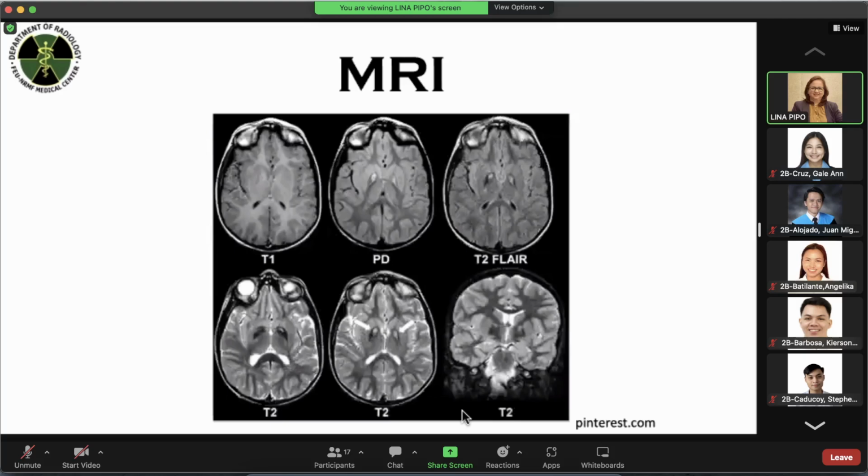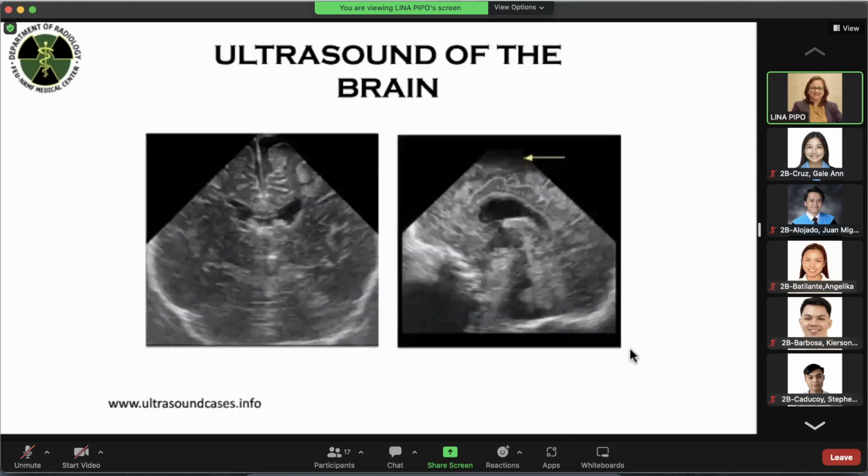And then MRI. In MRI, we have lots of sequences, but the two most commonly used are T1 and T2. But we also have PD and FLAIR sequences, depending on what pathology you are looking at. So that's your MRI. Then for the ultrasound of the brain, this is an example in coronal and sagittal views. Here are your ventricles containing CSF. That's why they are anechoic in ultrasound.